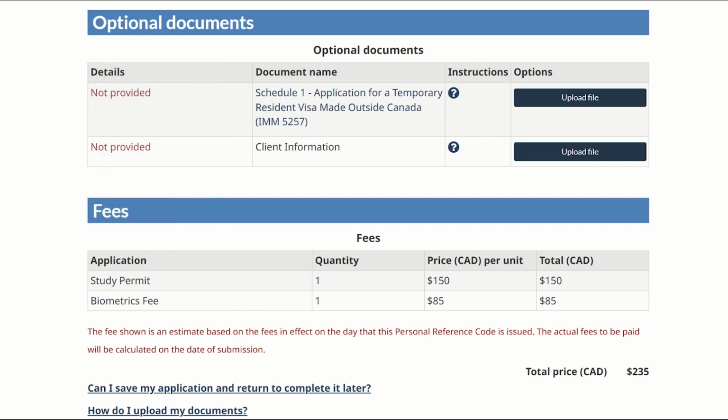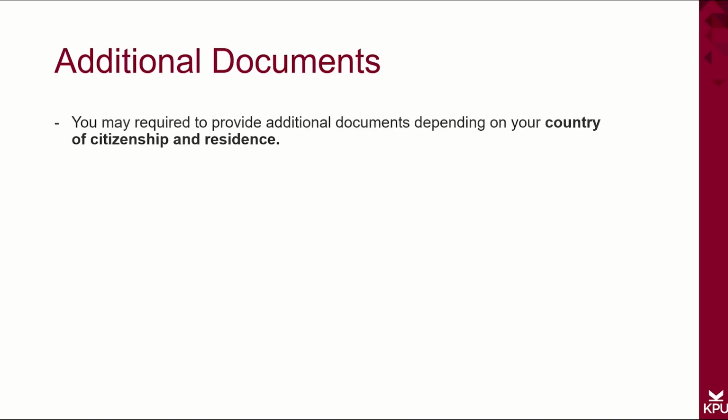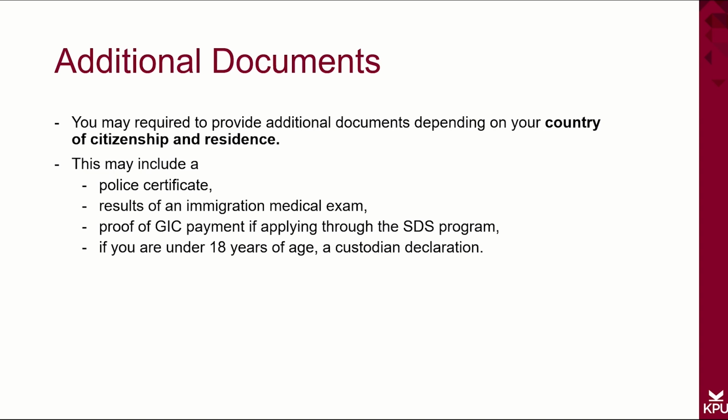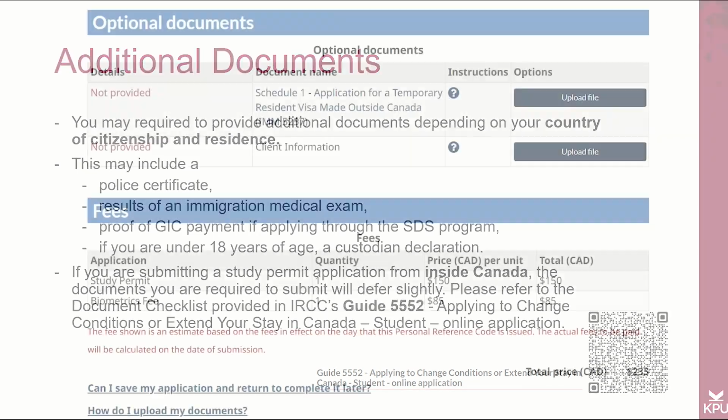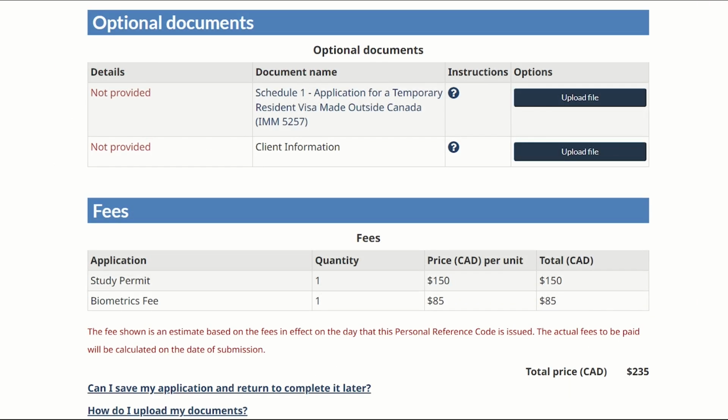In addition to the documents listed here, you may be required to provide additional documents depending on your country of citizenship and residence. This may include a police certificate, results of an immigration medical exam, if you are applying through the SDS program, proof of GIC payment, and, if you are under 18 years of age, a custodian declaration. Moreover, if you are submitting a study permit application from inside Canada, the documents you are required to submit will differ slightly. Please refer to the document checklist provided in IRCC's Guide 5552, applying to change conditions or extend your stay in Canada.